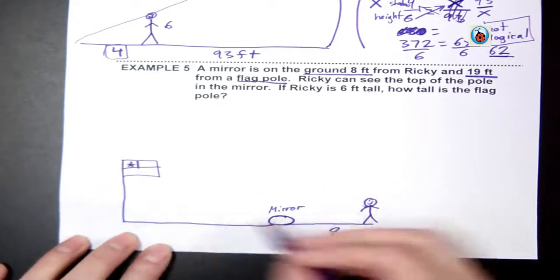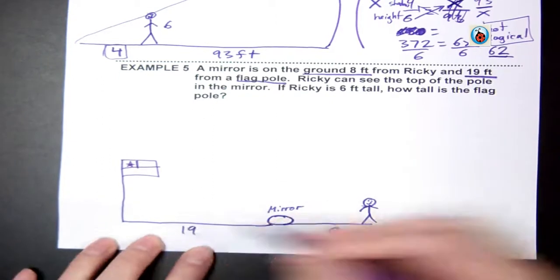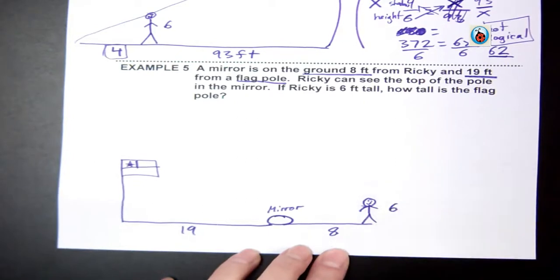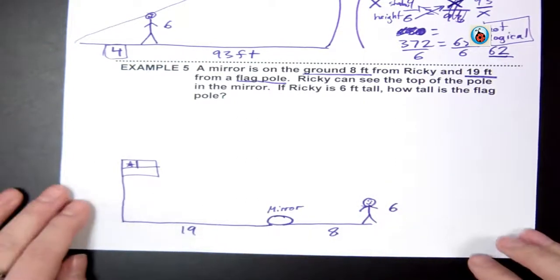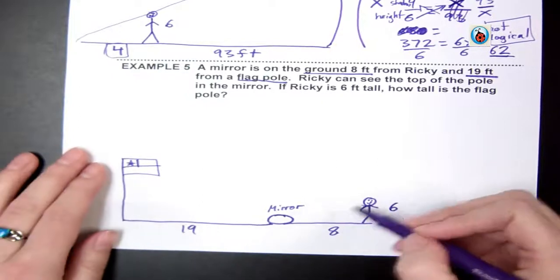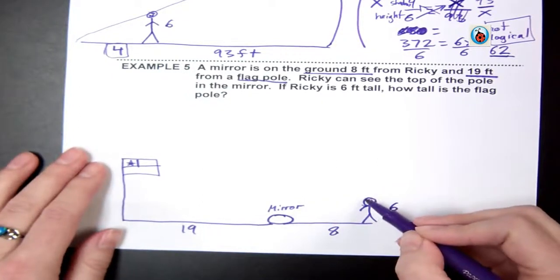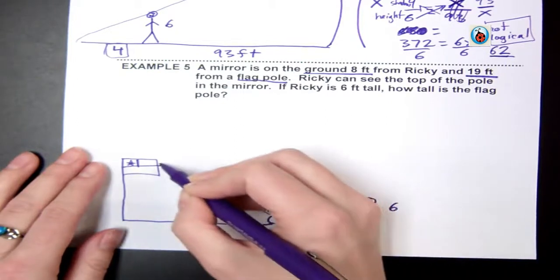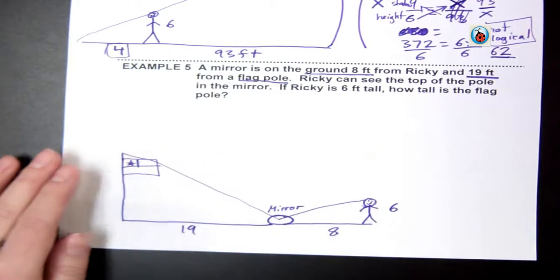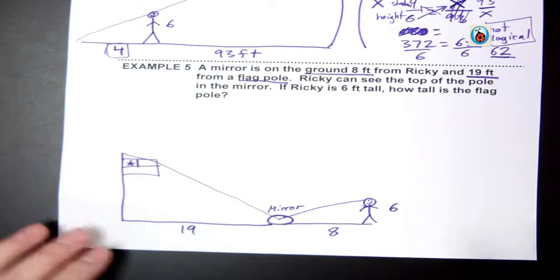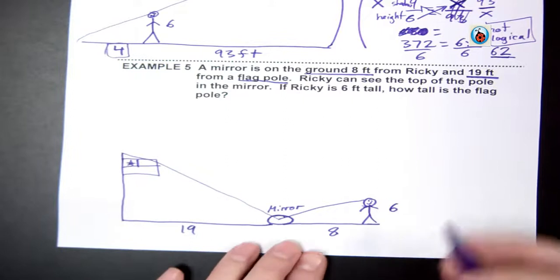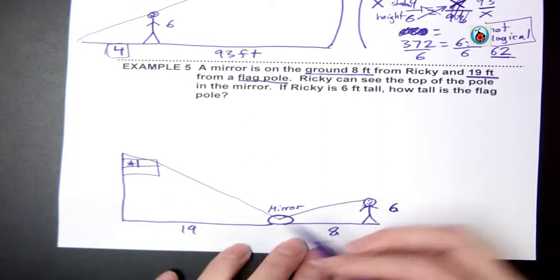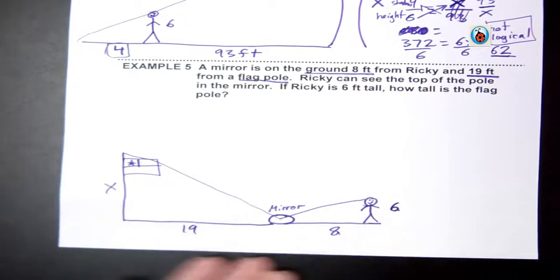Alright, and so we know this is 19 feet, we know this is 8 feet, and Ricky is nice and tall. He is 6 feet tall. We're trying to figure out how tall the flagpole is. And so the reason they tell us this is the mirror is he can see the top of the flagpole, which means his line of sight is going down to the mirror, bouncing up to the top of the flagpole. That's what makes our triangles for us to deal with. And so even if you weren't able to draw that whole drawing, you could probably recognize the 6 over 8 and the x over 19.